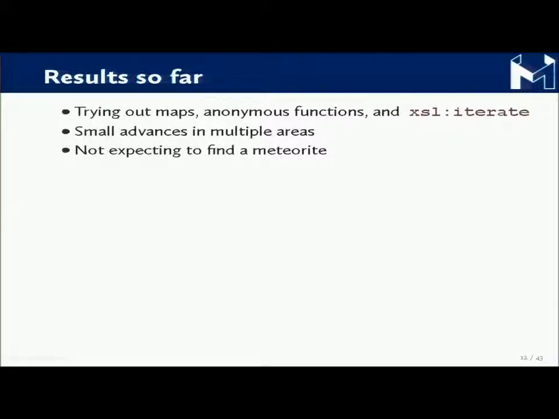So at this point, I've been trying out maps and anonymous functions in xsl:iterate. I'm going to talk through some of those shortly. It's not a big bang effort. It's just finding small advances in multiple areas. And to borrow the terminology from this morning, I'm not trying to find the meteorite that's going to torpedo any of these specifications. It's just to help them at this point in the process.